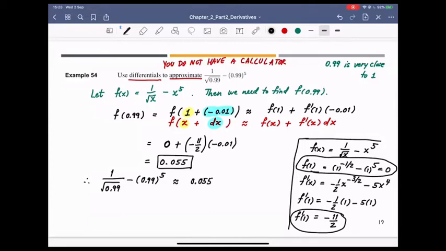And if you have a calculator with you now, you can try to check your answer. If you plug this into the calculator, you're going to get a number that is close to my answer here. This is what we use calculus to help us approximate. Does it make sense?